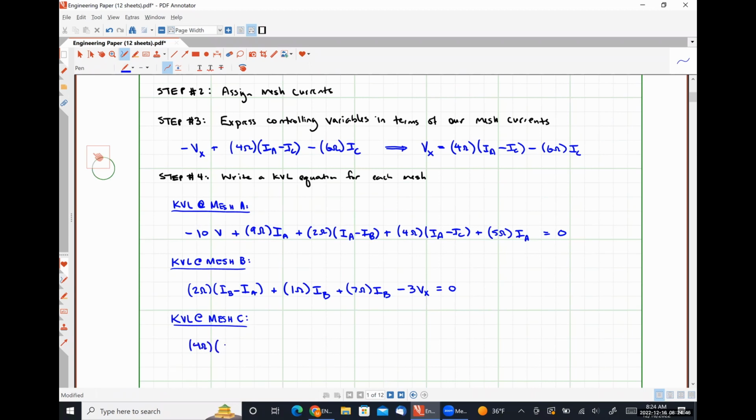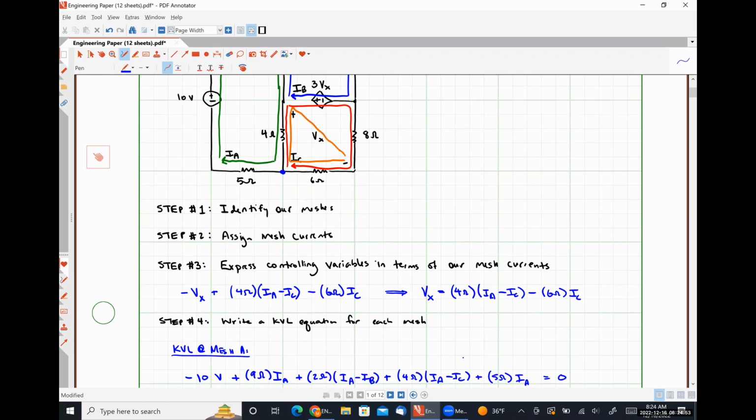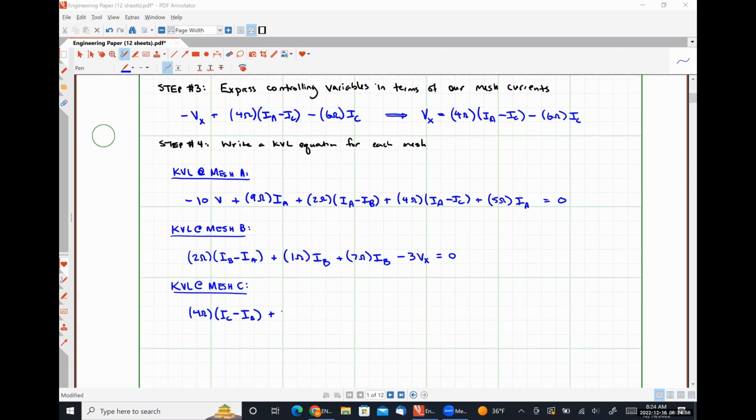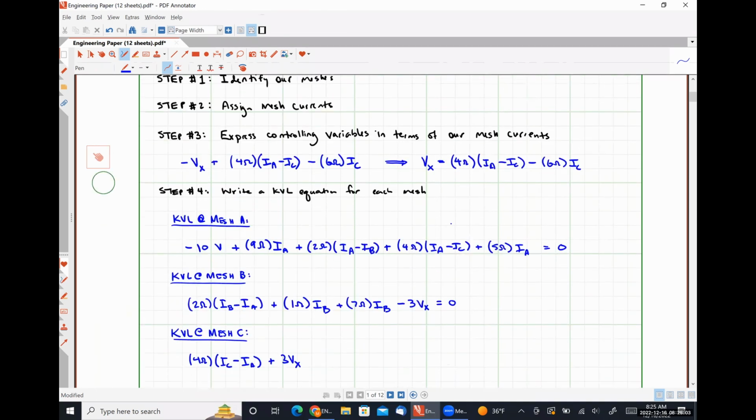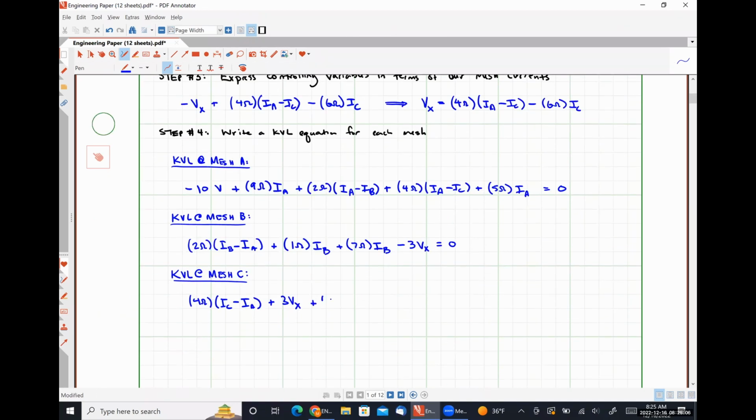We have a total current of IC minus IA. Next, we see the positive polarity terminal of our dependent source. So we're going to have 3 Vx. Then we see our 8 ohm resistor, which only has a single current of IC flowing through it. Then we see our 6 ohm resistor, which only has a single current of IC flowing through it. And since we've got all 4 terms, we set it equal to 0, and we are done.